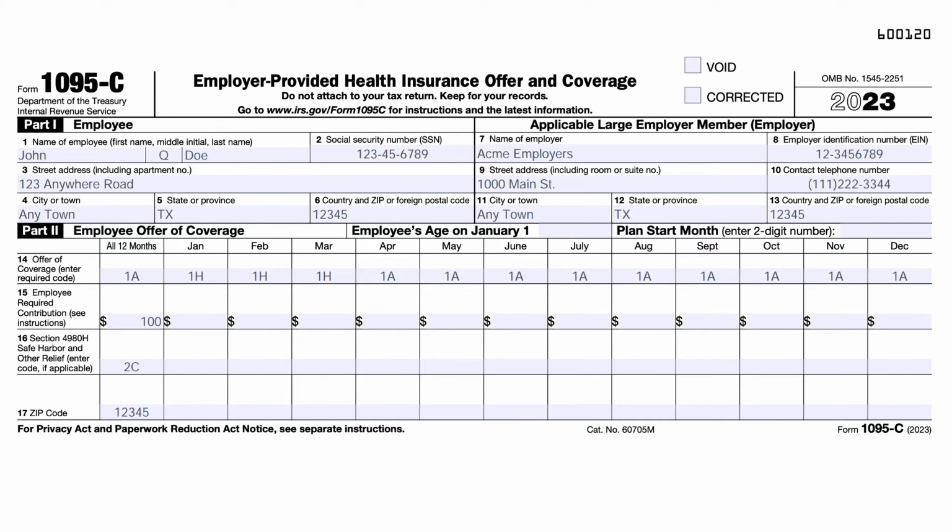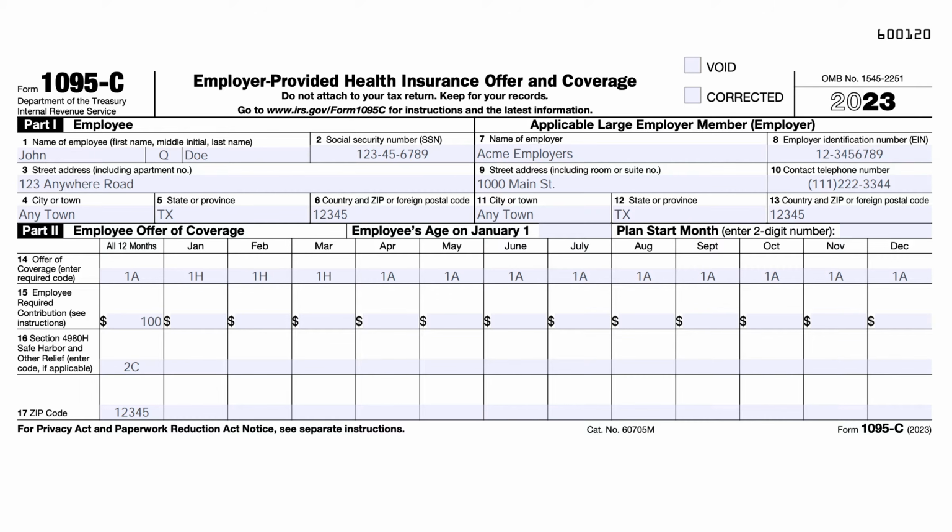In this video, we'll be going over IRS Form 1095-C, Employer Provided Health Insurance Offer and Coverage. So this is the tax form that a lot of people may receive if they work for an applicable large employer and that employer offered health care under the Affordable Care Act.